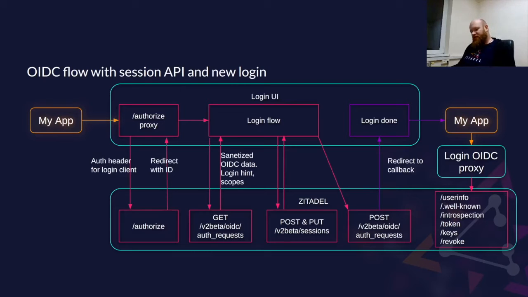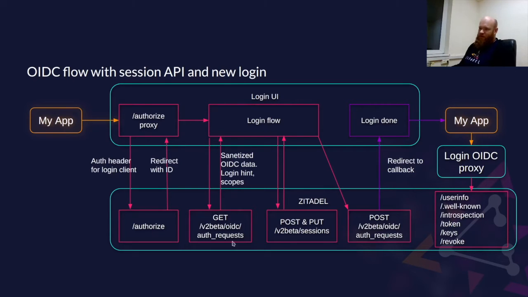So let's go over the OIDC flow with the session API. Here we see the customer application on which the user wants to log in. The customer application calls the authorize endpoint on the login UI web app, which proxies the request to ZITADEL. ZITADEL then returns a redirect with an ID, and the proxy serves that to the end user. The end user is then redirected into the login UI, where the login flow will start.